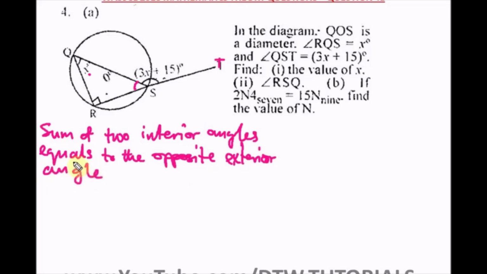Okay, so you have to state this theorem, which states that the sum of two interior angles is equal to the opposite exterior angle. Okay, which is the sum of these two interior angles is equal to the opposite exterior angle. Okay, and what are these angles?